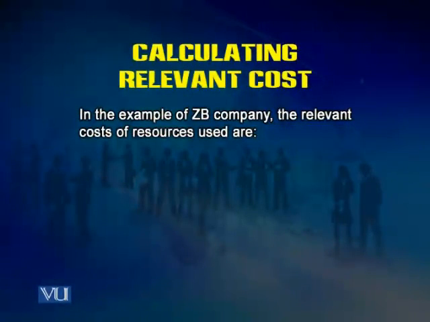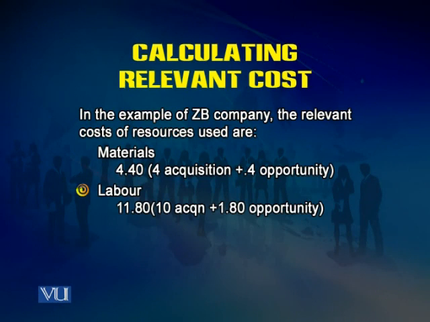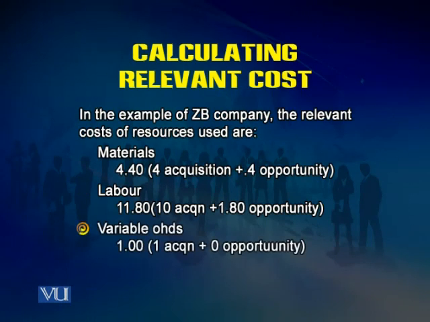In the example of ZB company, the relevant costs of resources used are materials 4.4, acquisition is 4, and 0.4 is the opportunity cost. Labor 11.8, acquisition cost is 10, plus 1.8 is the opportunity cost. And variable overheads 1, acquisition cost is 1, and 0 opportunity cost. So let's look at these three items, these three constraints.